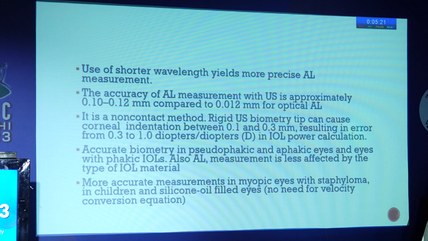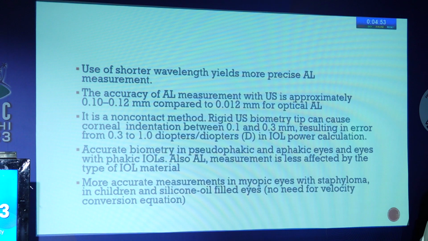The accuracy of axial length measurement with ultrasound is approximately 0.10 to 0.12 millimeter compared to 0.012 millimeter for the optical axial length. It is a non-contact method. A rigid ultrasound biometry tip can cause corneal indentation between 0.1 and 0.3 millimeter, resulting in an error from 0.3 to 1.0 diopter in the IOL power calculation.